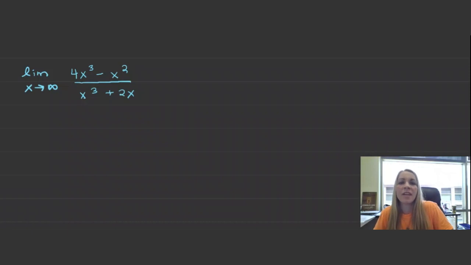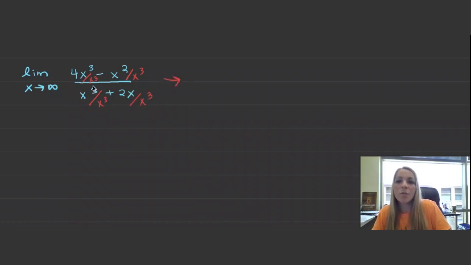I want to talk about in this video why we can look to the dominating terms on the top and the bottom. The dominating term over this entire function is this x cubed. So let's imagine dividing everything by x cubed real quick. I'm going to go ahead and simplify.